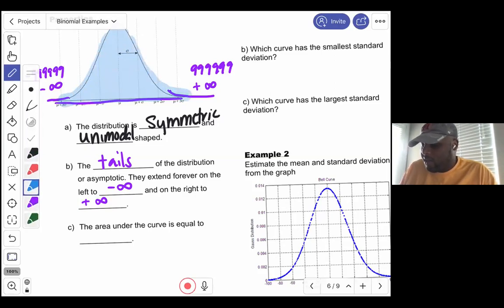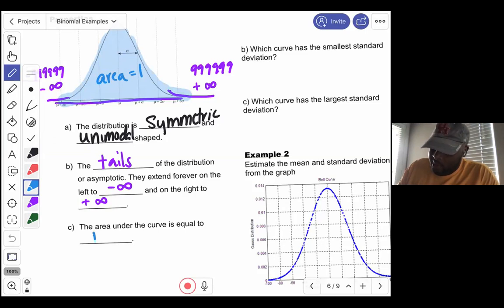Well, the area is the same thing. All of this area is equal to 1. And what that allows us to do is apply probabilities to this now. So that's what we're going to talk about: how can we use probabilities to solve things with this curve. Essentially, we're going to mark off certain parts of the curve.